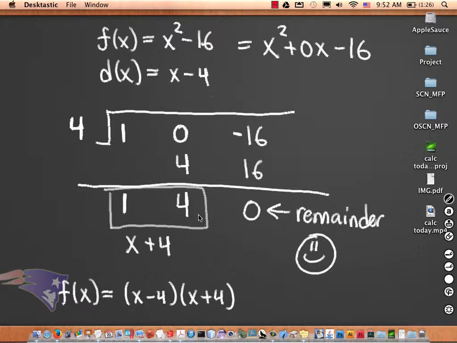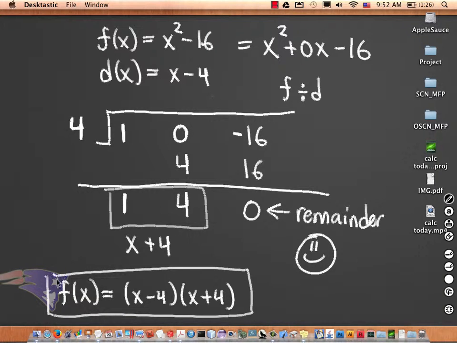Wait, so would your answer just be x plus 4, or would you have to do x minus 4? Okay, the answer after dividing this, so f divided by d is equal to just x plus 4. But this answer right here is taking the function now and rewriting it using the division algorithm. So this is d of x here, and this is the quotient, q of x. That's our answer. And so this is now the factored form.